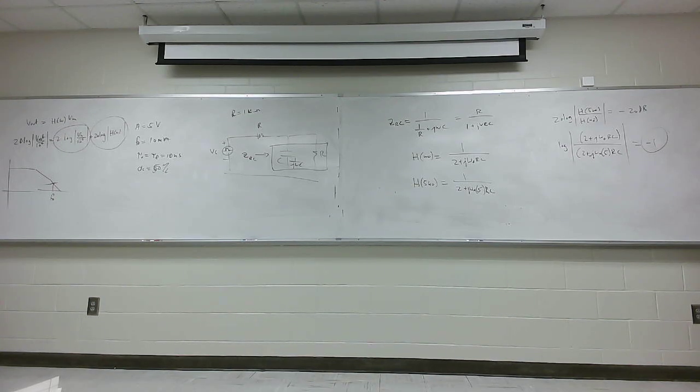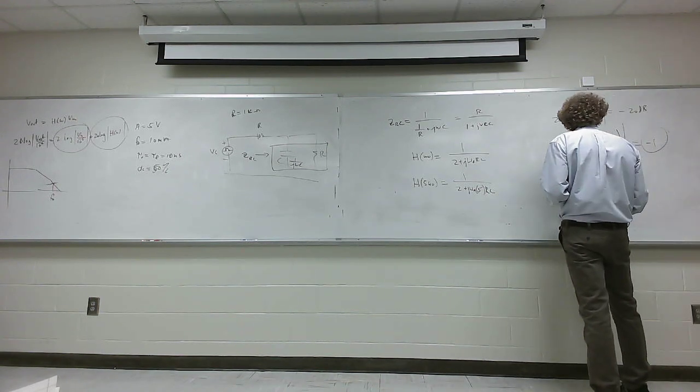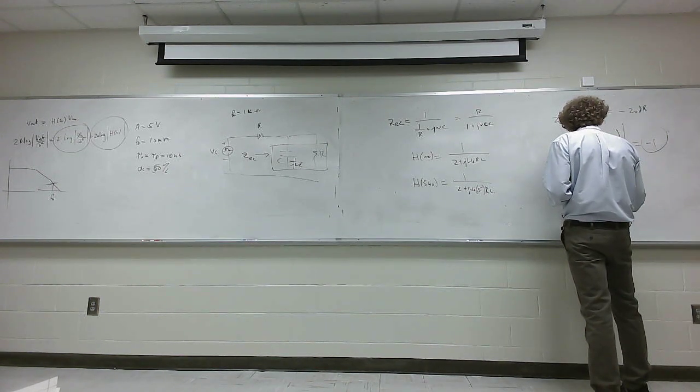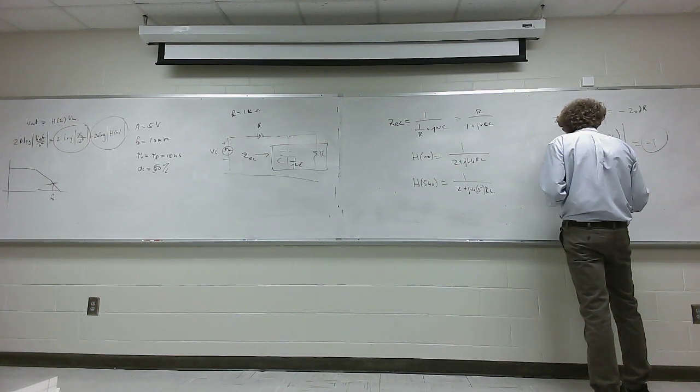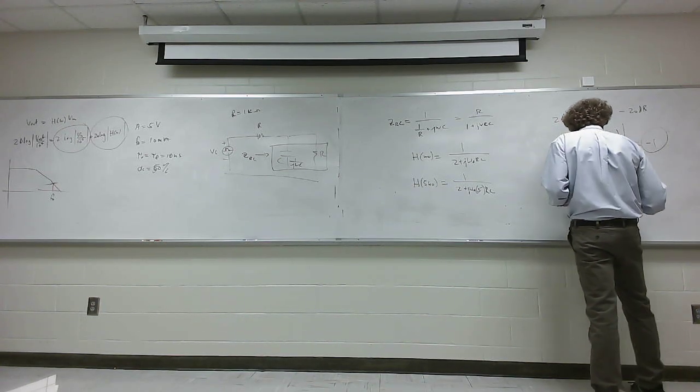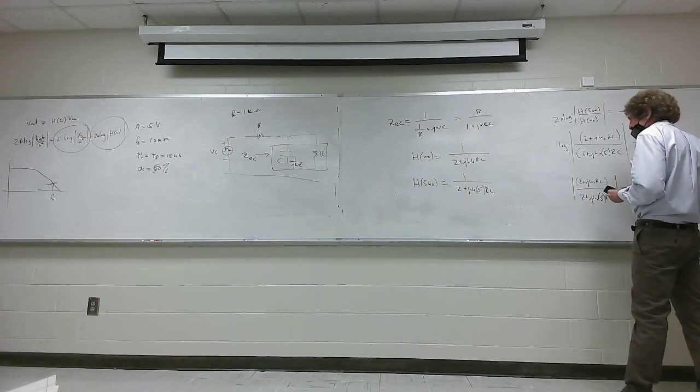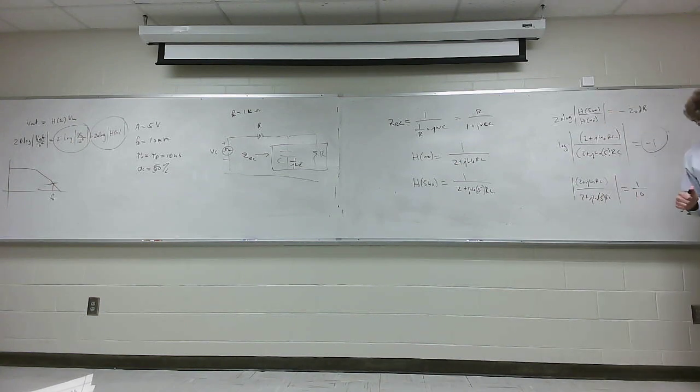No, y'all agree with that? That's log base 10, right? So we take 10 to the power of both sides, we get 1. So we get the magnitude of 2 plus j omega naught r times c over 2 plus j omega naught times 5 times rc is equal to, and then 10 to the minus 1 is simply 1/10. Do y'all agree with that? I'm just showing you the math, right?